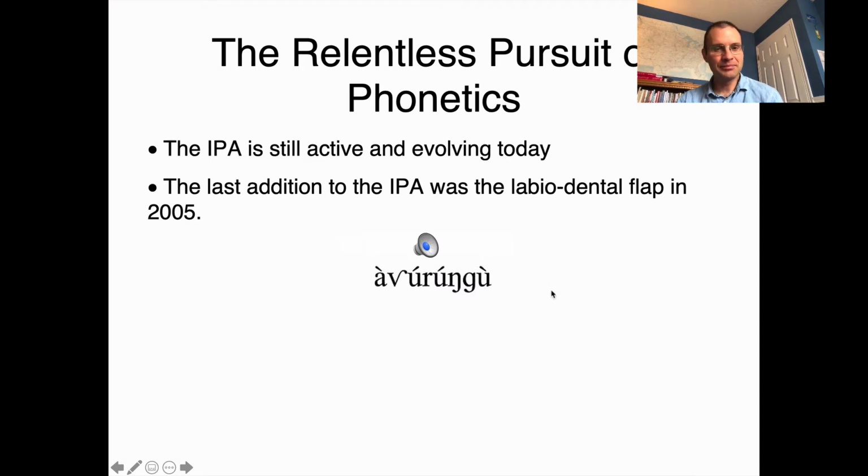And I'll play you an example of what this sounds like. Hopefully I've got sound. Yep.